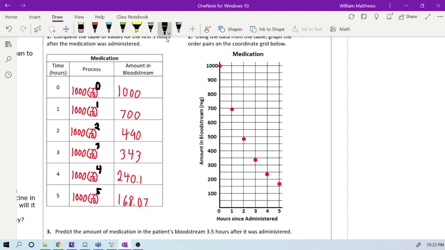So now we have an equation for each one, or an expression that we simplify to be the amount in the bloodstream. Starting off with 1,000. After an hour we have 700. Then 490 after 2 hours, 343 milligrams after 3 hours, 240.1, we start getting into decimals, so on and so forth to 168.07.